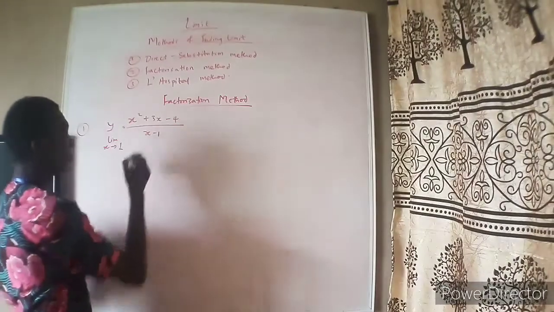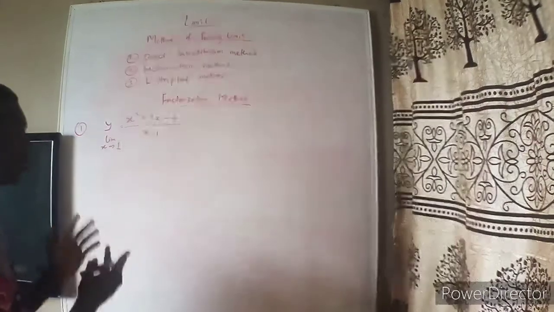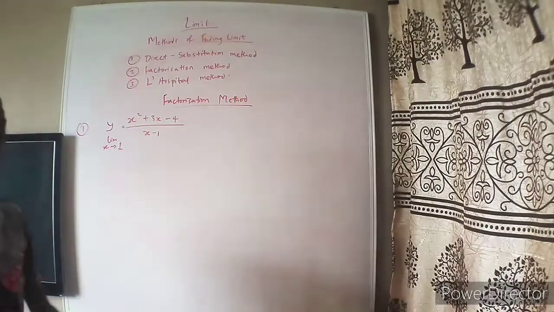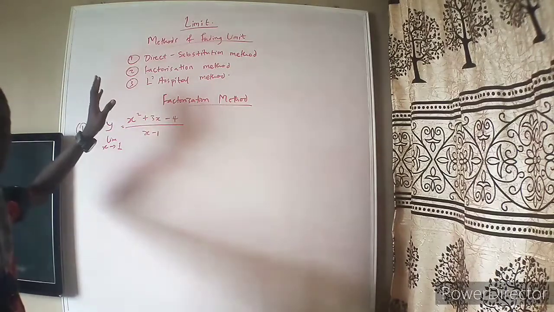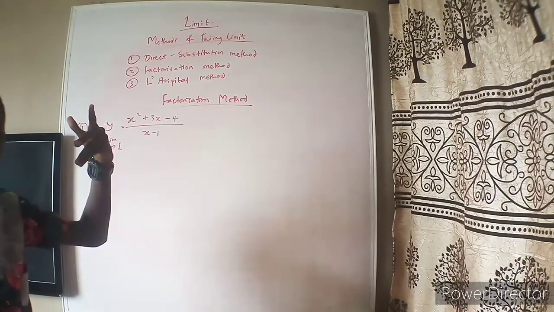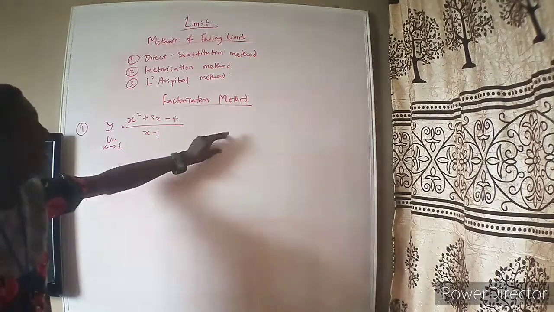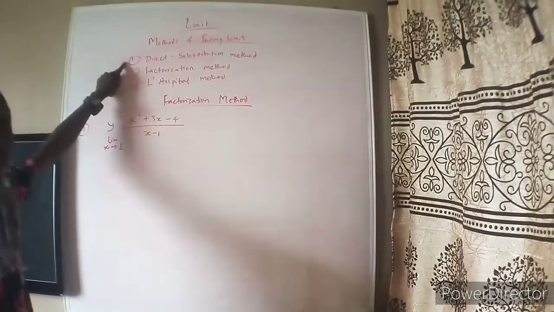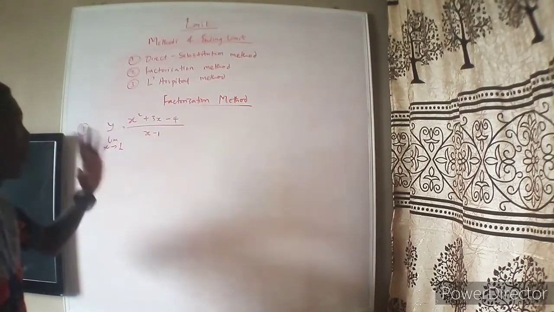Now, using factorization method, it simply means, looking at the top, I have a quadratic function there. The denominator, I have a linear function there. Definitely, if I can factorize this one into two different linear factors, one of them can possibly be this, where they can cancel each other, to be left with one of the linear functions. Then I'll now apply the direct substitution method. So it's more or less like reducing or simplifying this to a linear function in order to apply the first one, which is the direct substitution method. So that's just what factorization method is all about.